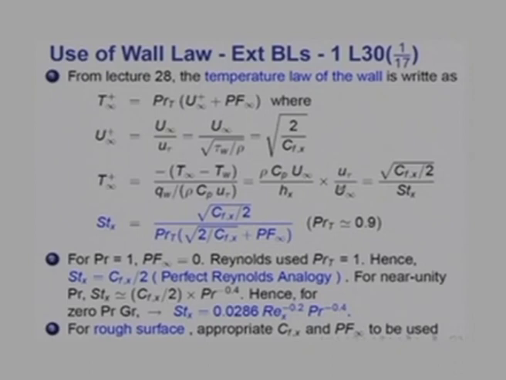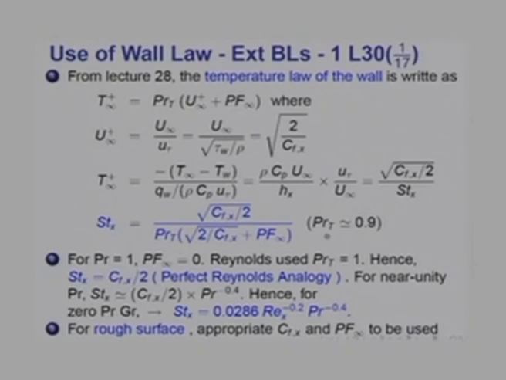So, if I divide and multiply this by u infinity and note that q wall divided by T wall minus T infinity is Hx, the heat transfer coefficient, then you can see that this part is the Stanton number, 1 over Stanton number, and u tau by u infinity is nothing but under root Cfx by 2. And as a result, this equation simply transforms to Stanton x equal to Cfx by 2 divided by Prandtl T into under root 2 by Cfx plus Pf infinity.